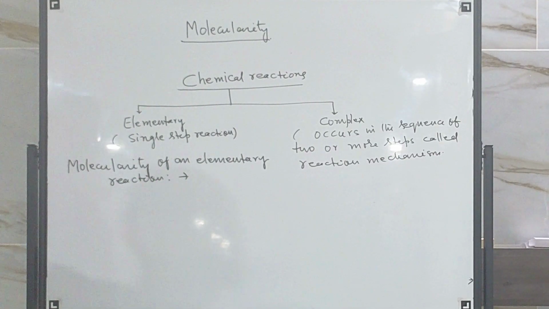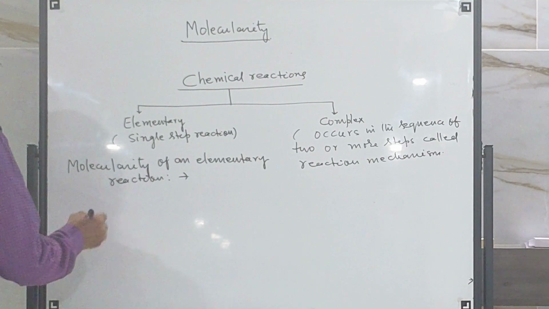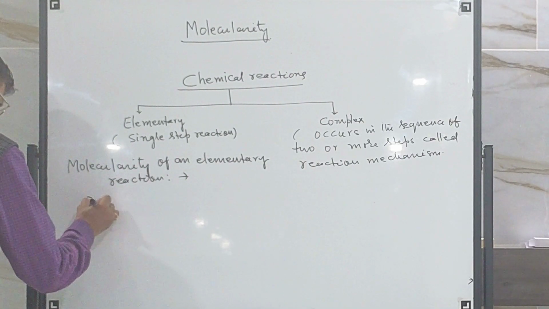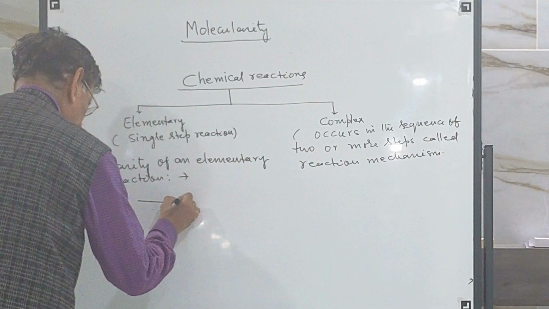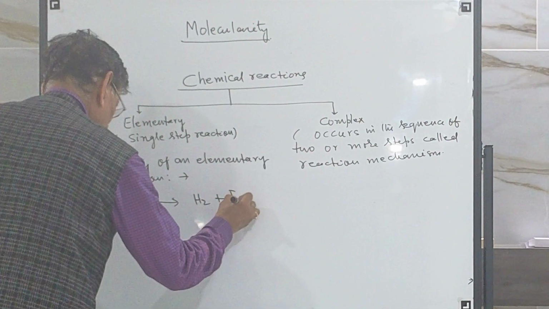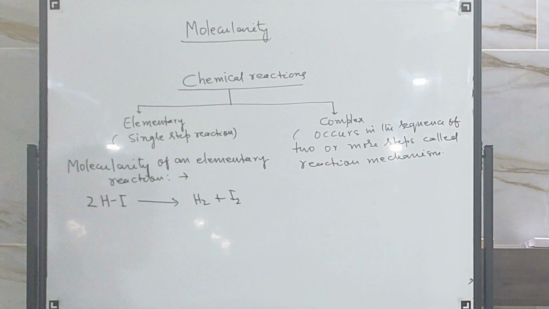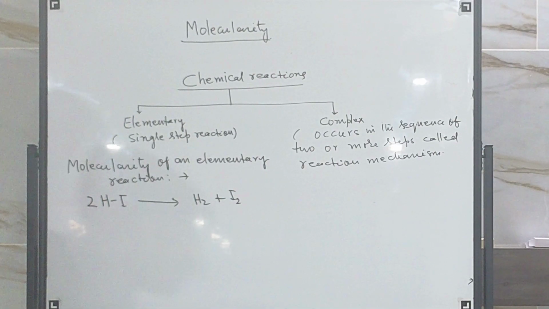Now, consider a reaction like 2HI, dissociation of HI into hydrogen and iodine. This reaction is an elementary reaction. It takes place in one and only one step, as indicated by this chemical equation.